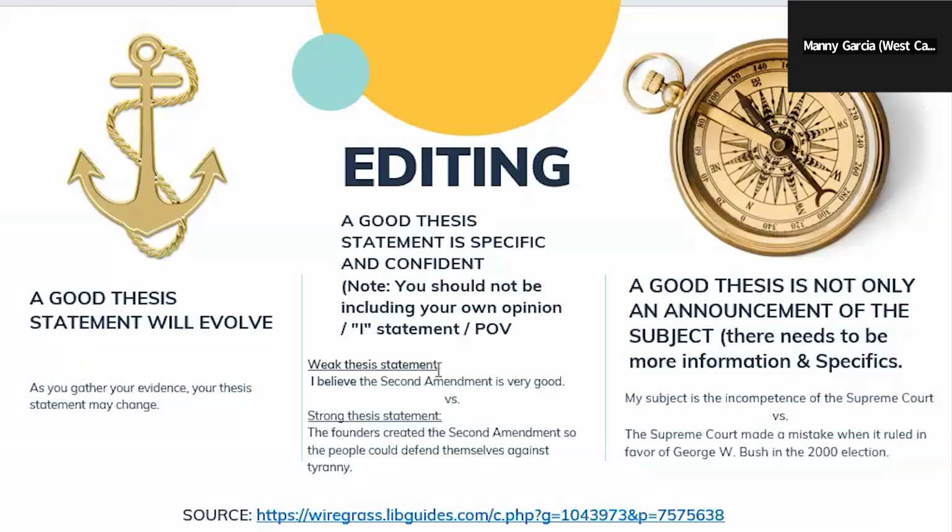So, can anybody tell me what is the fundamental difference between, or better said, to make it easier, why is this considered weak and why is this one considered strong? That was fast. All right, Gabriel. Is it because the first one's weak because it uses the pronoun I? Okay, correct. That's a big part of it.